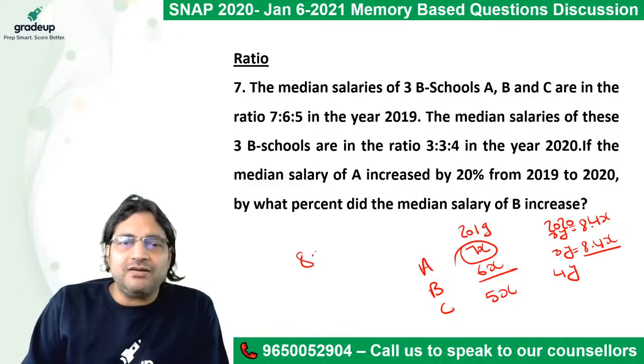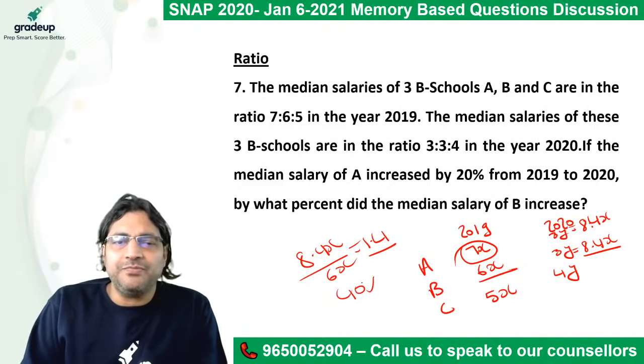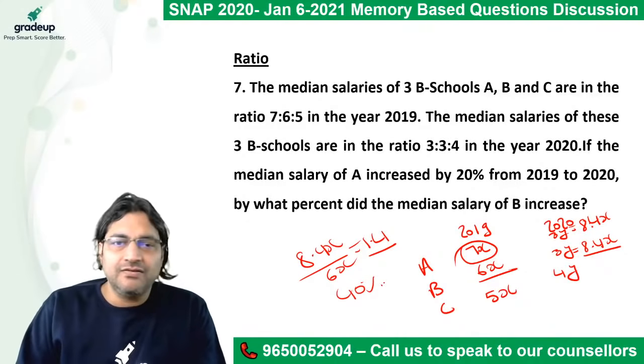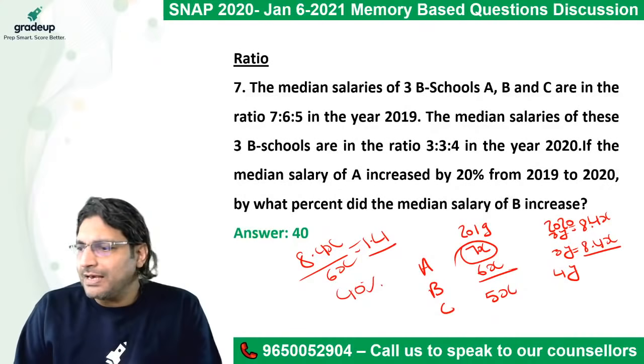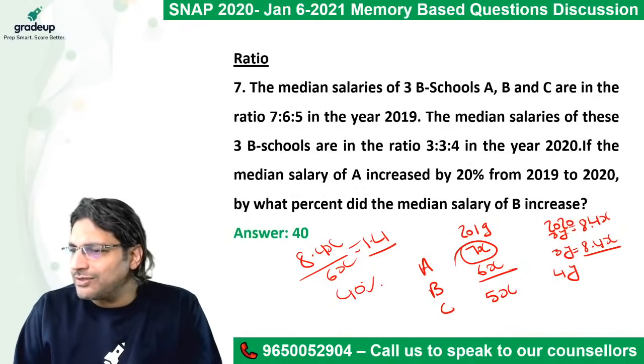So 8.4x divided by 6x is 1.4, right? So your answer is 40%. Here the answer was 40%. Undoubtedly. Any doubt? Don't do it. It was easy.